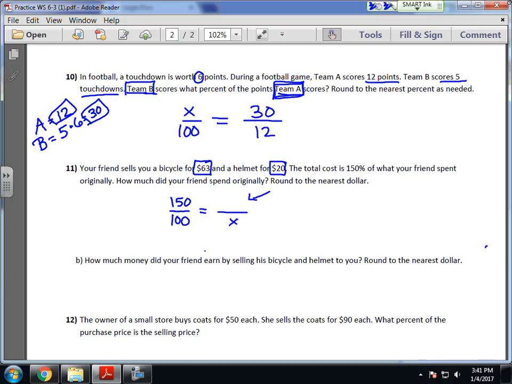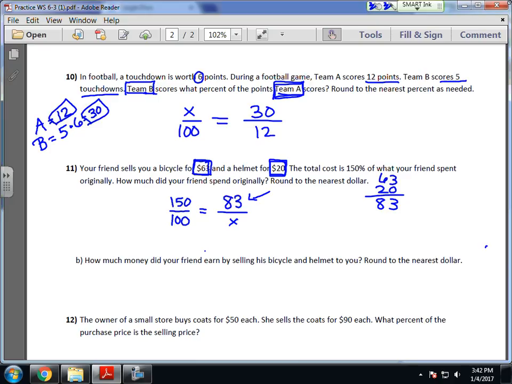I have 2 numbers here. Well, she bought both of these things. So what do we have to do with the 63 and the 20? Yeah, we have to add them to find out how much she spent on it all. And now you're ready to go ahead and solve the problem. Go ahead and do 11A.